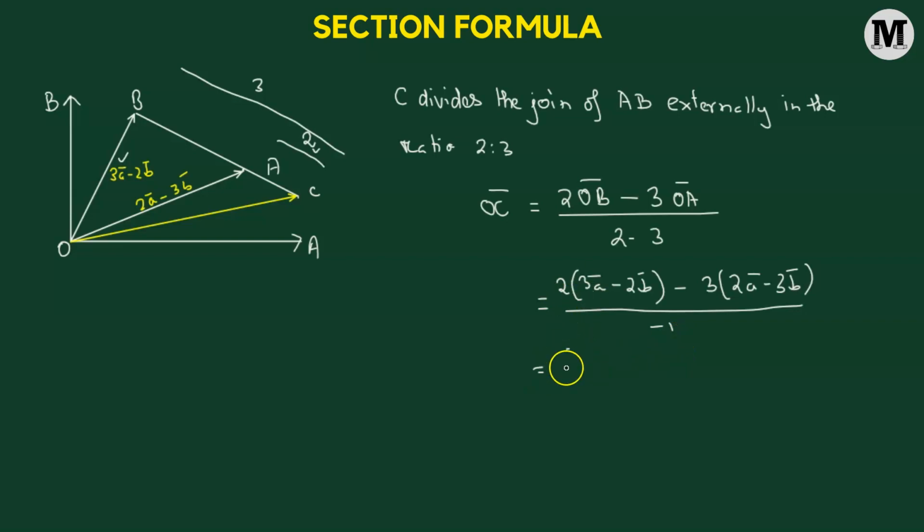So we have 2 times 3A, that's 6A vector, minus 2 times 2B vector will be 4B vector, minus 3 times 2A will be 6A vector. The negative 3 times negative 3B vector will be positive 9B vector, divided by negative 1. So 6A vector and 6A vector cancel out. We have 9B vector minus 4B vector, that's positive 5B vector, but we have division by negative 1, so we have negative 5B vector. So this is going to be the position vector OC such that C divides the join of AB in the ratio 2:3 externally.